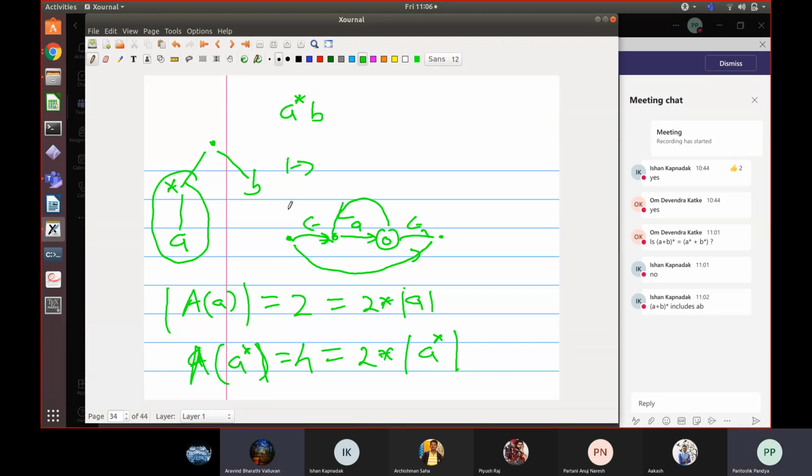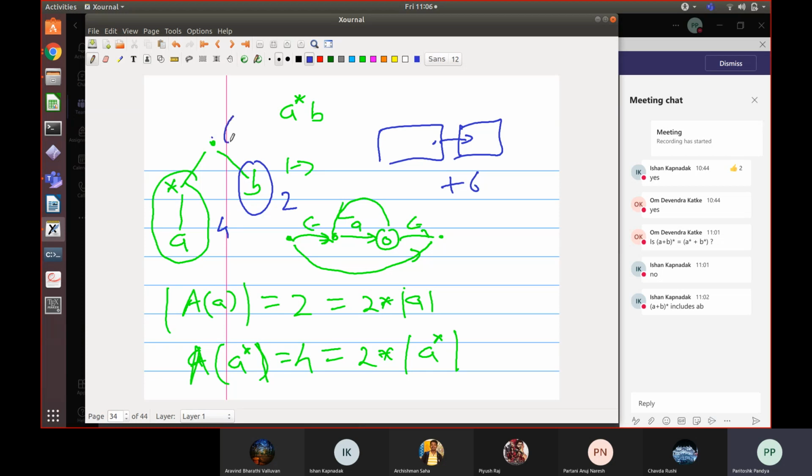Yes, sir. So for any subexpression, the size of the automaton will be at most 2 times the size of the expression. Now for B again, it will be 2, independently. Here it was 4. And when I take dot, what do I do? I take these 2 automata and put them together with just an epsilon. I don't even add any extra state. So I'll get 4 plus 2, 6. 6 is the size of the automaton here, right?